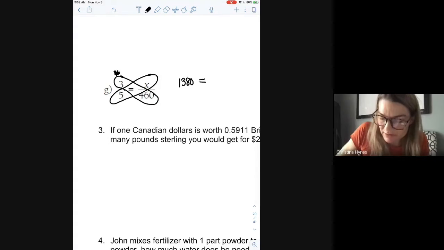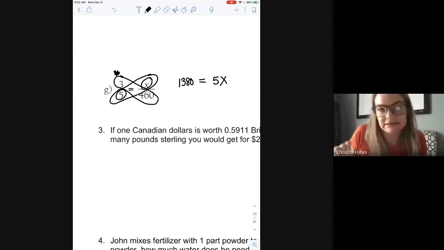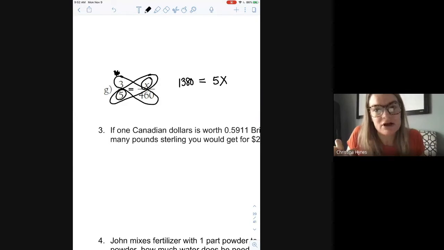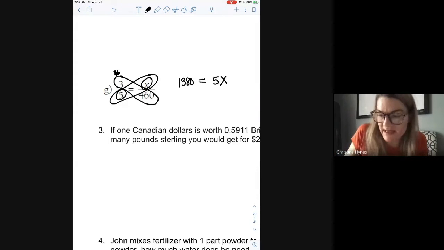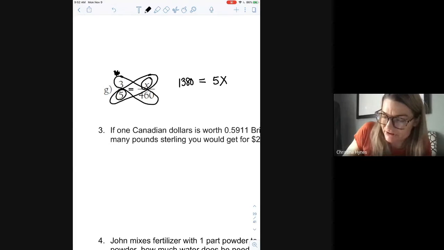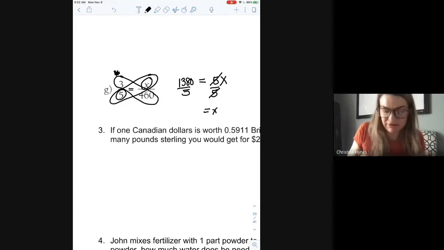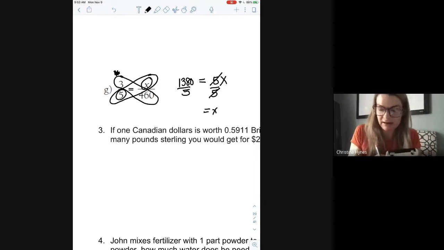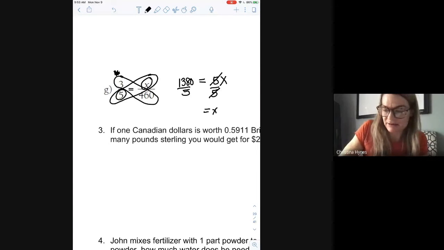You're going to now multiply this with x. So 5 times x is 5x. Last step, always divide by the value in front of x. So you're going to divide both sides by 5. 5 divided by 5 crosses itself off, leaving us with the left side that we put in our calculator. So you're going to put 1380 and divide that number by 5, and you'll get 276.